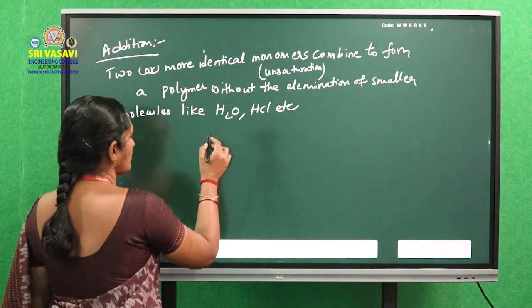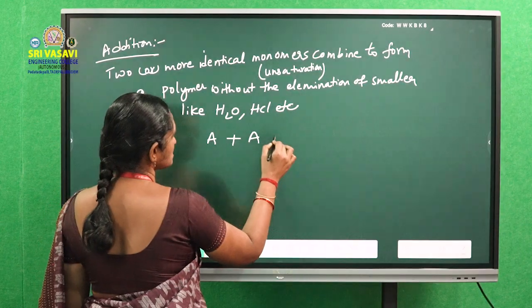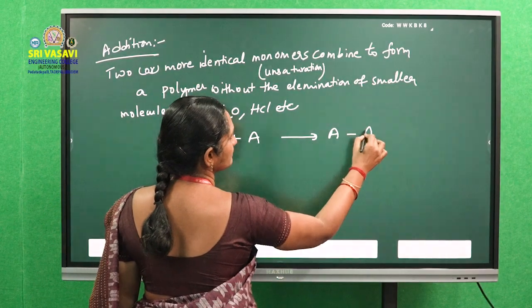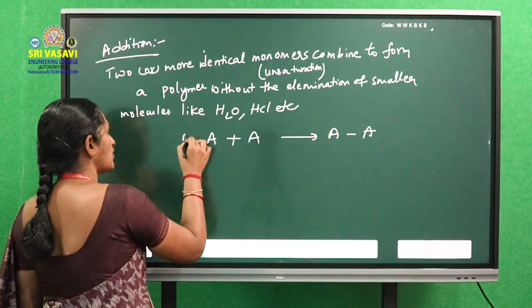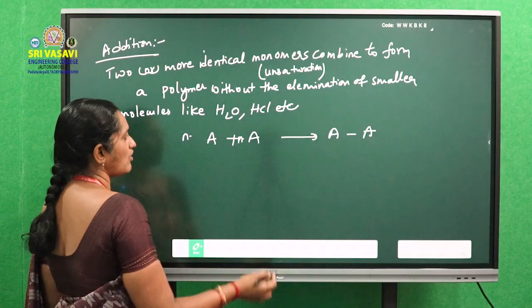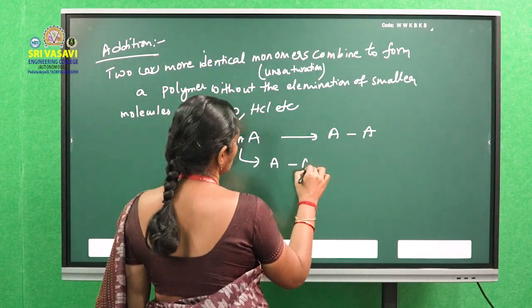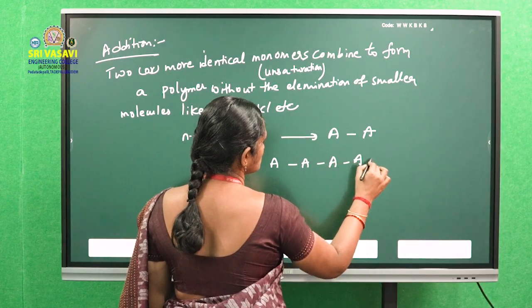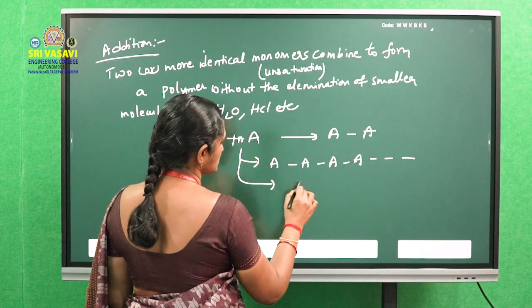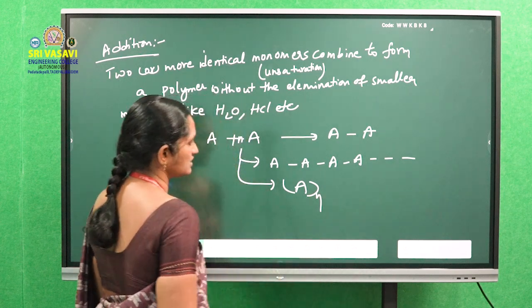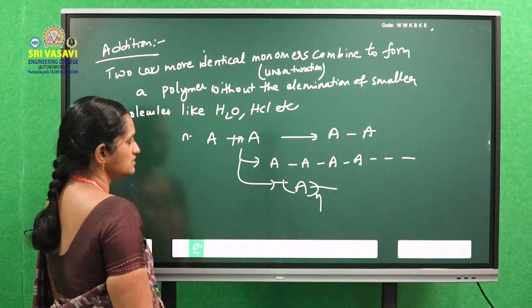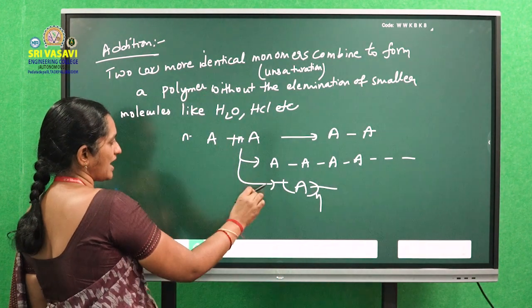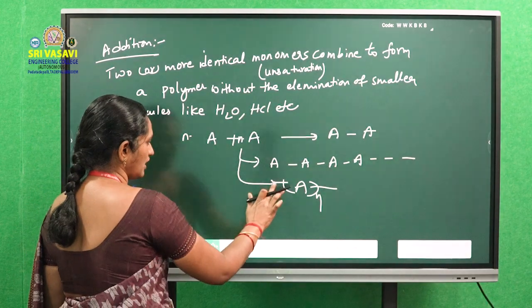Okay, clear? I am adding two identical monomers to get a polymer. When we take n molecules of A and n molecules of A, you get A, and so on. So can I write this as A with a single bond like this? I have written a single bond, which means I can add a monomer on this side.